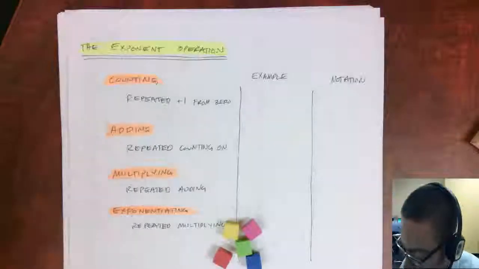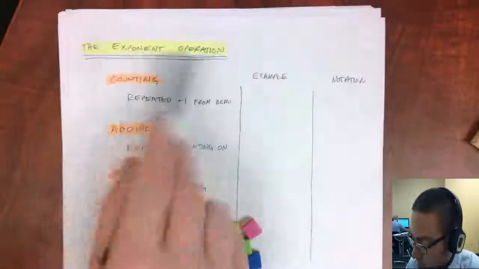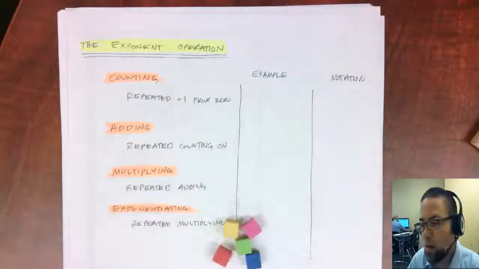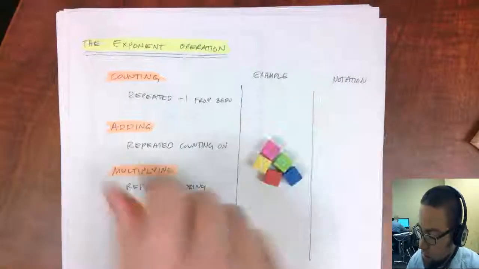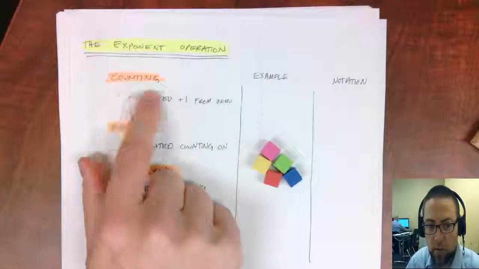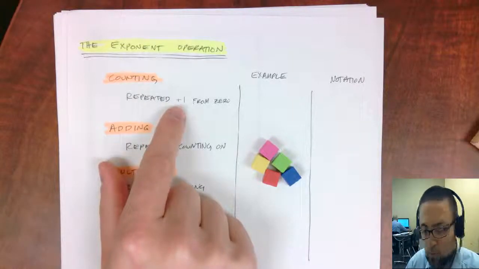Hello everybody. We're going to be talking about the exponent operation. Before we get to the exponent operation, let's go all the way back to kindergarten and start off with that. So in kindergarten you learned how to count, and counting was just repeatedly adding on 1 from 0.